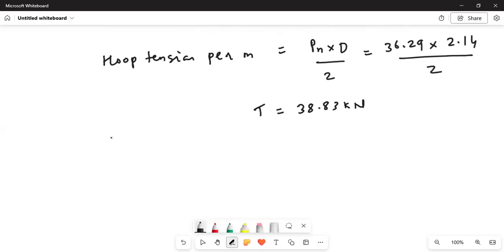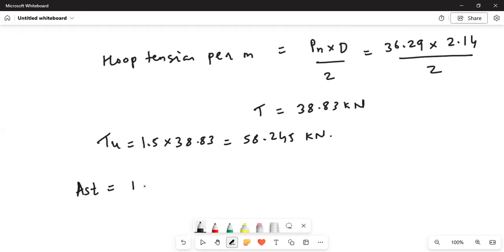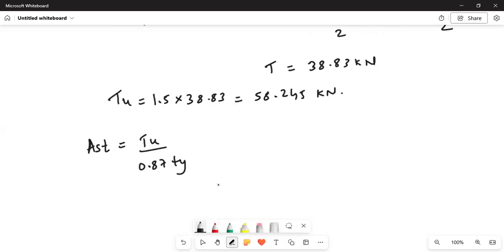Okay, so we need to multiply 1.5 to it. Tu equal to 1.5 into 38.80, which is equal to 58.245 kilonewton. Okay, so you can find AST. You know the formula of AST for Tu: Tu divided by 0.87 Fy. Okay, so this is coming as 161.32, which is less than AST minimum.